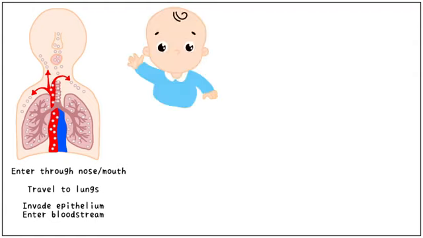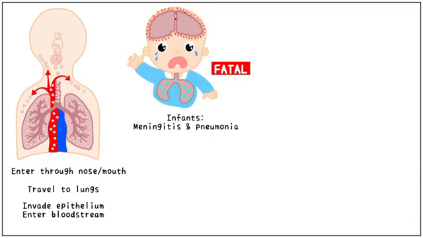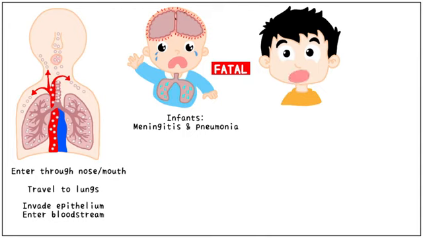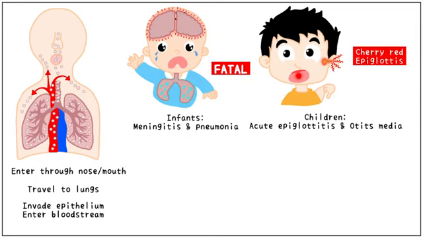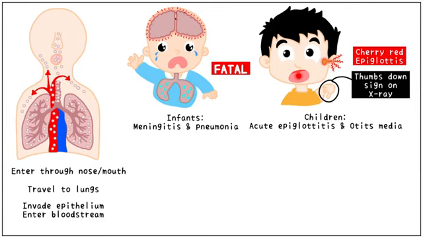Haemophilus affects individuals of different age groups in different ways. In infants under 2 years of age, it causes meningitis and pneumonia, which can very often be fatal. In older children, that is between 2 to 10 years of age, it causes acute epiglottitis and otitis media, which are localized infections that are caused most often by the non-capsulated strains. Its characteristic findings are a cherry red color of the epiglottis and a thumb sign on the X-ray.